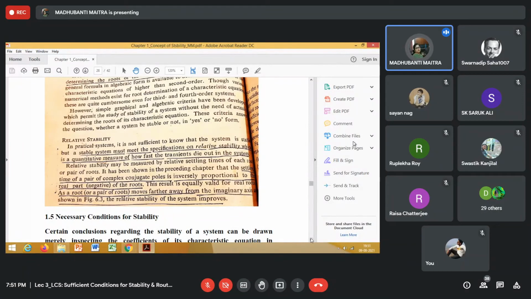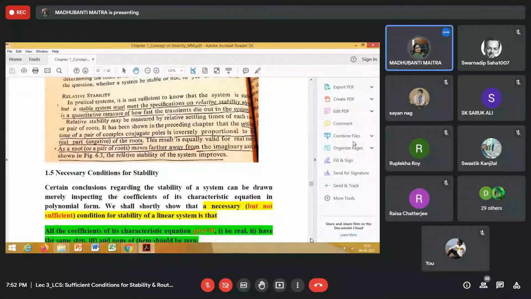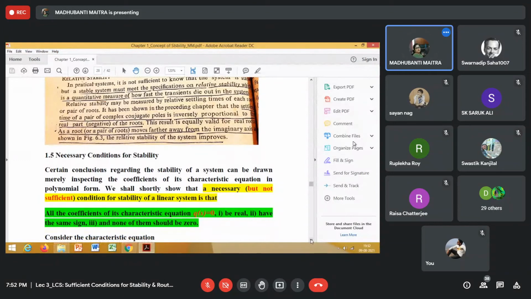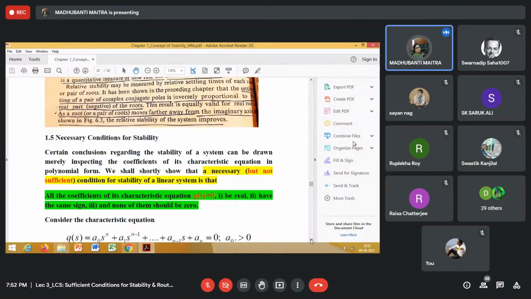While we'll be discussing the Nyquist stability criterion, we'll try to learn what is meant by gain margin and phase margin. Gain margin and phase margin can be defined from the Nyquist plot, and from the Bode plot, and these two are the frequency domain based performance measures of relative stability. Now, the next section is devoted to necessary conditions for stability. So we'll learn what the necessary conditions for stability are.